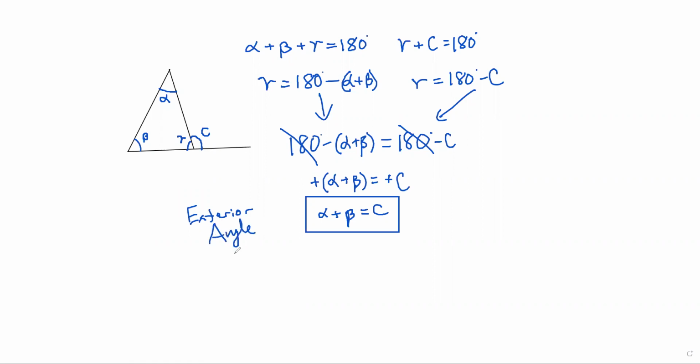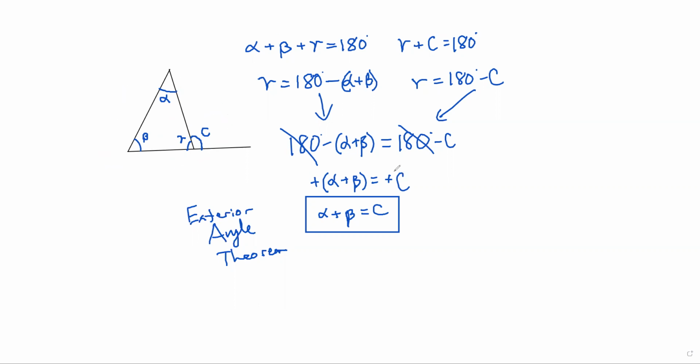We're simply saying that all things being as they are, alpha plus beta, that is the two opposite angles to the exterior angle, are equal to the exterior angle. And you might have it flipped around in your book. It might say that big C, or the exterior angle, is equal to the sum of the two opposite interior angles. And that means the same thing, right? It means exactly the same thing.